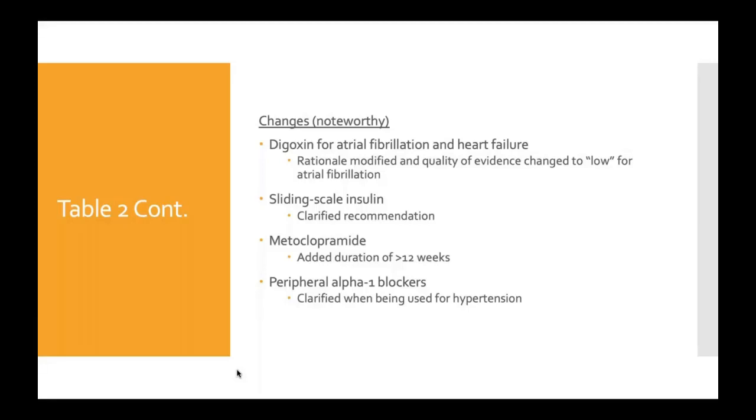For metoclopramide, they added a duration of use of more than 12 weeks for treatment of gastroparesis to be avoided. And then peripheral alpha-1 blockers, so these are like terazosin, prazosin, doxazosin. They clarified that they really should not be used for hypertension. These are still okay to be used for BPH, but really should not be used first line for hypertension in elderly patients.